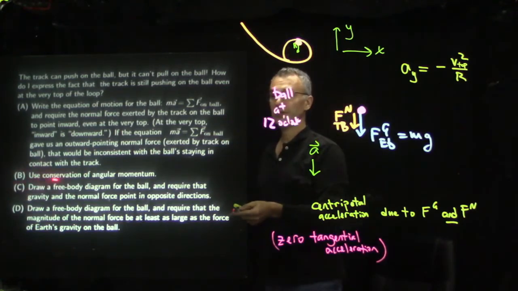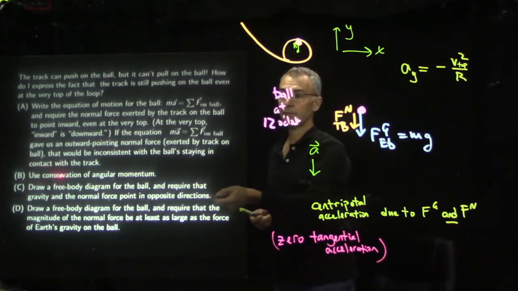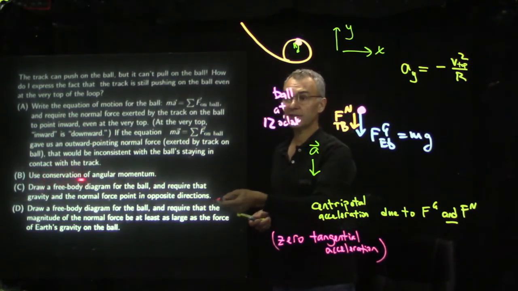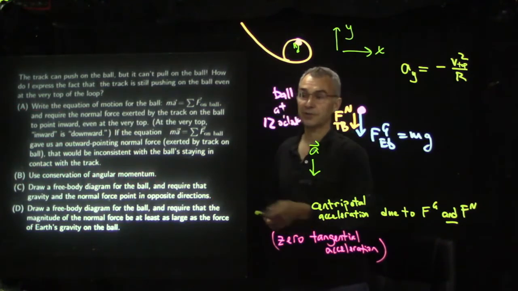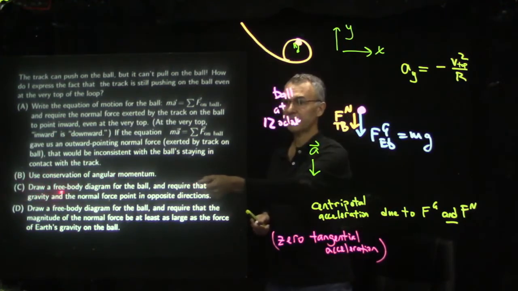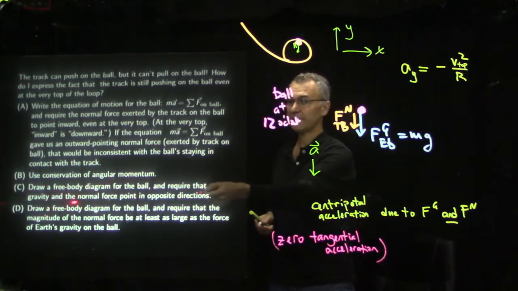Oh, B, use conservation of angular momentum. Why not? It's a brand new chapter 11 topic. Well, I think conservation of angular momentum is not really relevant here. One reason it's not relevant is we have an external torque due to gravity for a good chunk of the motion.